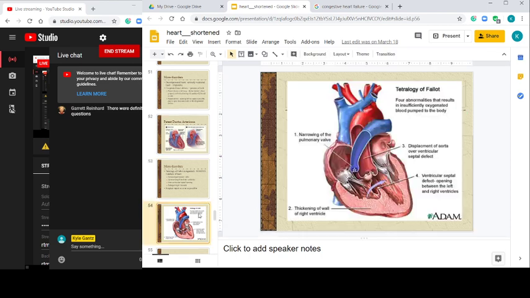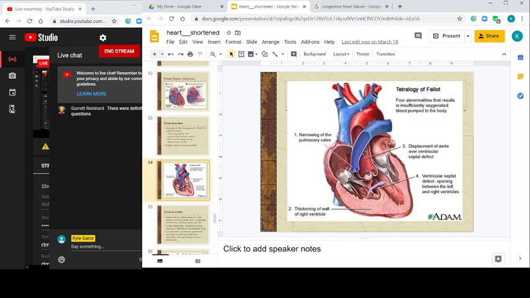So if we look at this, tetralogy of Fallot. Superior vena cava, inferior vena cava, right atrium, tricuspid, down into the right ventricle. Now look, we've got all kinds of messed-up-ness here. Look how small that valve is. Look how big this is for the aorta. So that's going to make the right side of the heart work hard just to even try to get through that smaller opening.